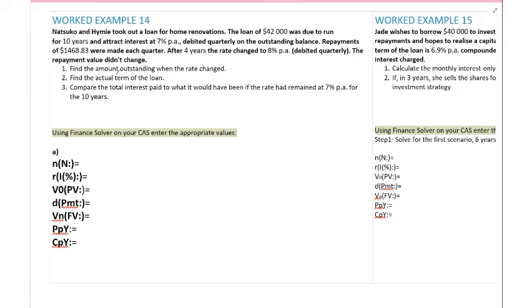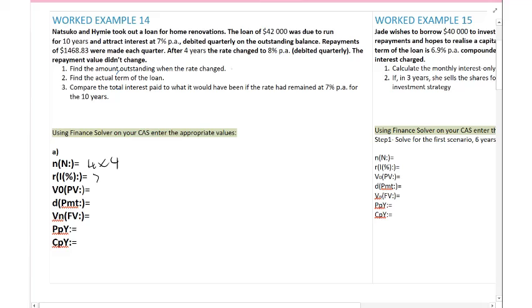After 4 years, the rate changed though. It went from 7 to 8%, still debited quarterly. The repayment value didn't change. So first off here, what you need to do is find the amount outstanding when the rate changed. What that means is we went for 4 years at that particular rate. So we're going to have 4 years, 4 times 4.